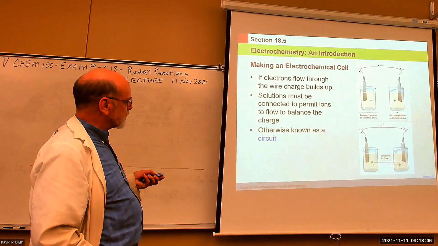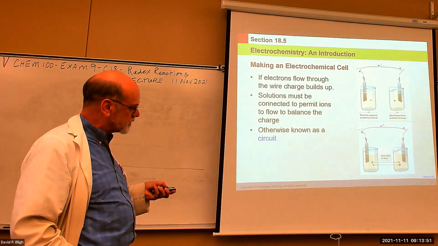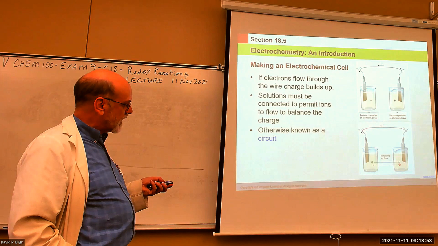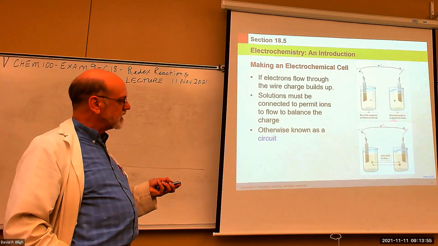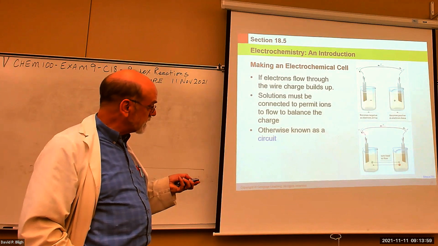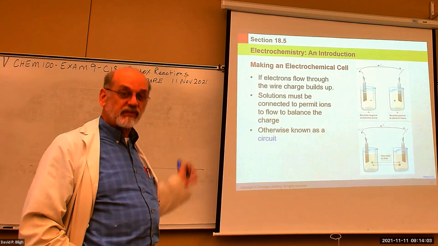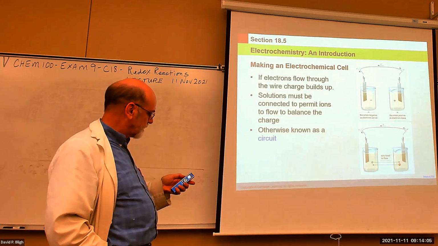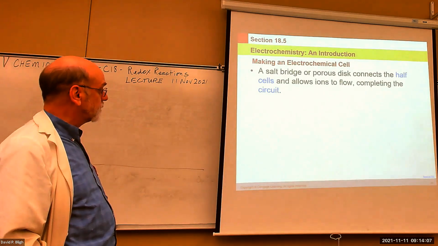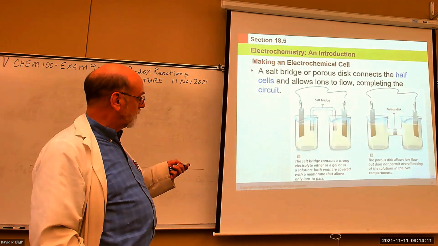So in order to complete the circuit, we need a way to bridge the gap between these two solutions so that the electrons and the ions, the charges, can move in a circle. Now the electrons are only going to go from here to here. So we need something else to carry the charge to complete the circuit. And we do that by making a connection here.